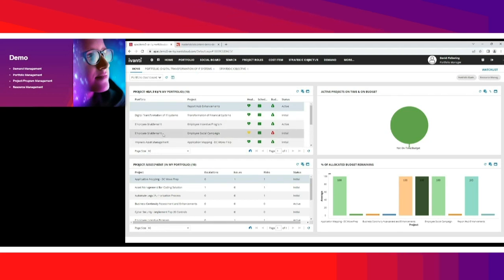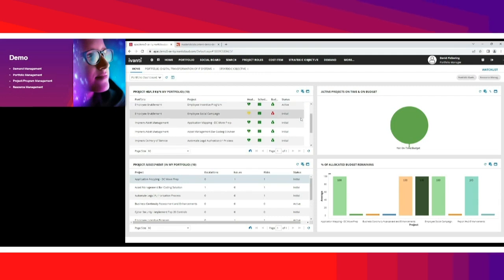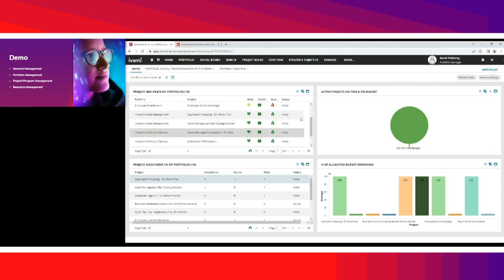What's the status of those particular projects? What's the health of that project? What's the schedule? Is it on time? Is it over or under budget? And we can visually, using the nice red, green, yellow concept, actually see what's happening from that project within the portfolio. And I can look at any of my projects and get a clear visibility.